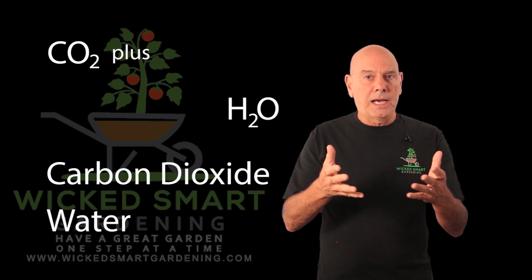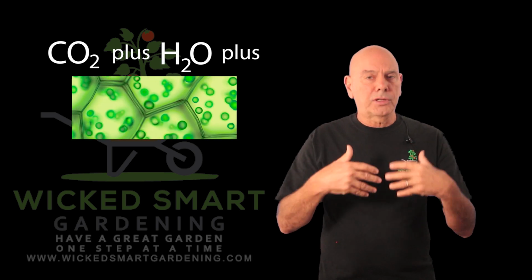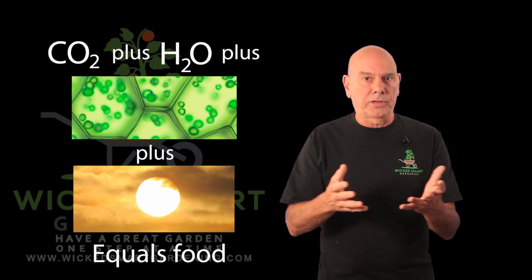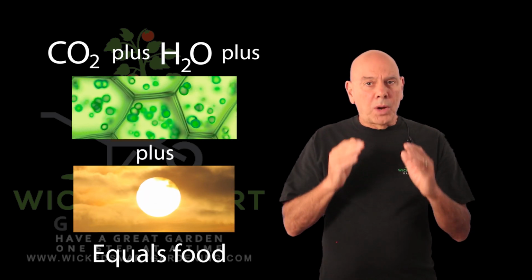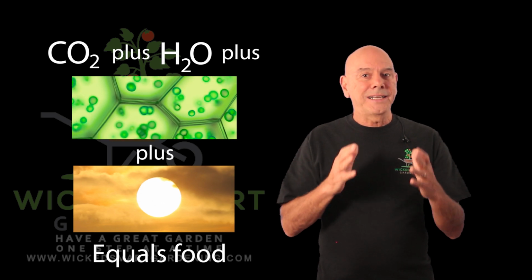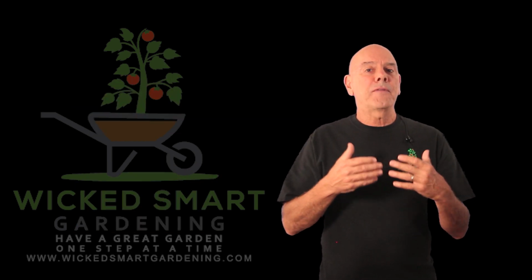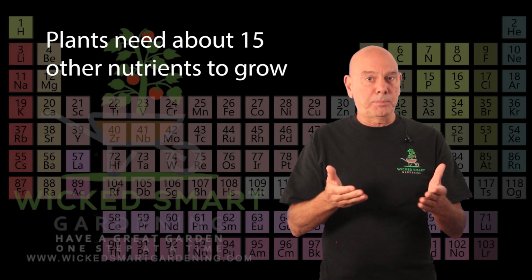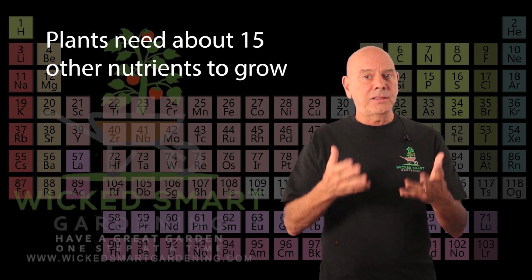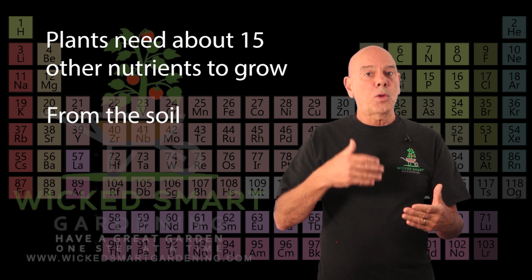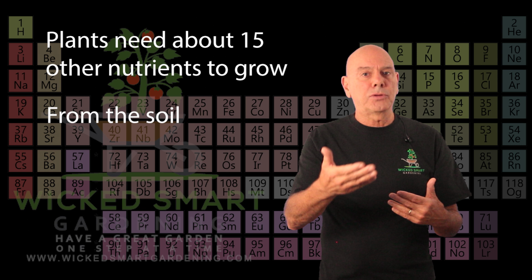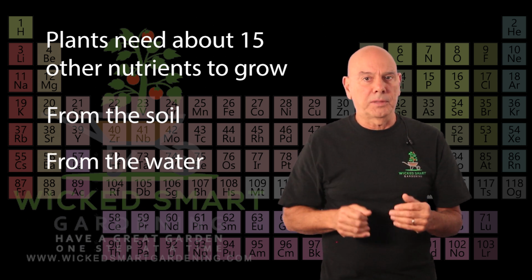You've heard about how plants consume carbon dioxide, greenhouse gases, right? But while carbon, hydrogen, and oxygen are needed in the greatest quantities, there are about 15 other building blocks that plants need to grow. And they have to get these either directly from the soil or they can get carried in because they're dissolved in the water that gets brought into the plant.